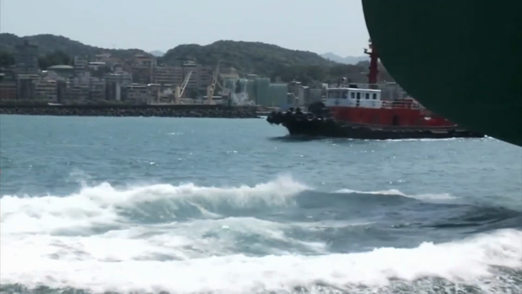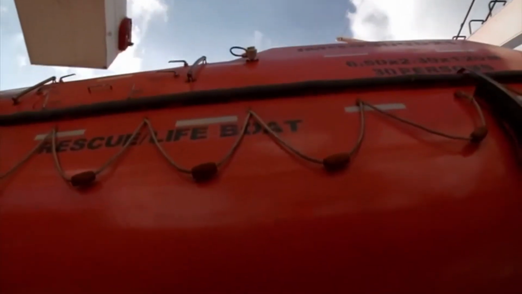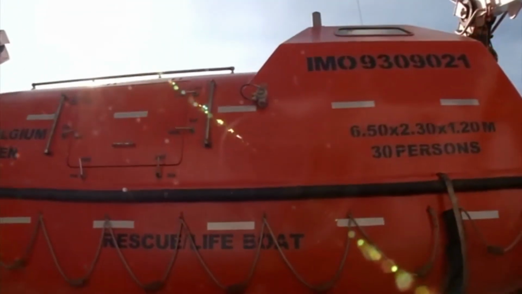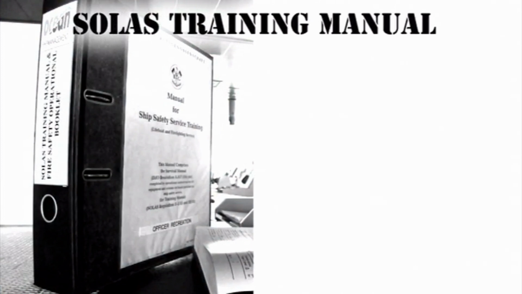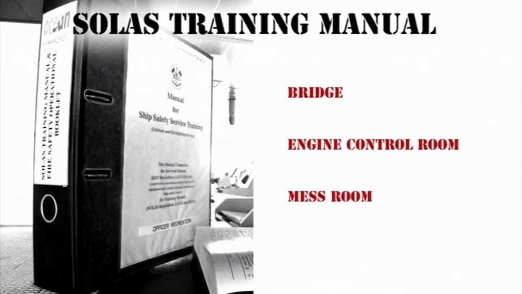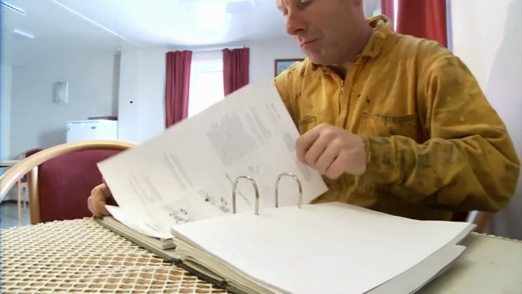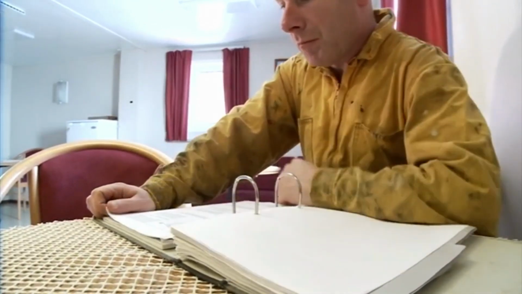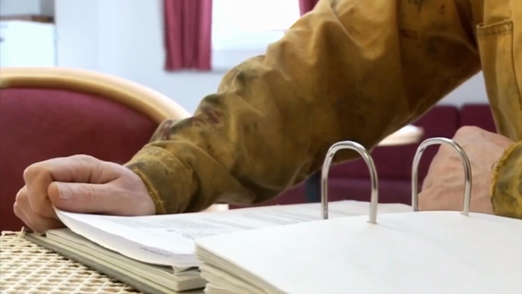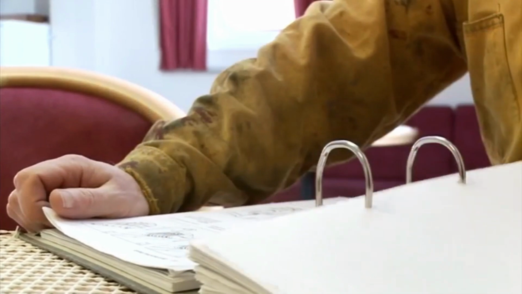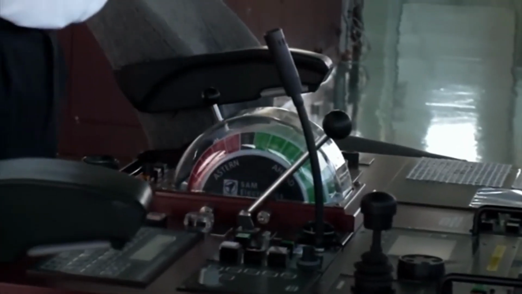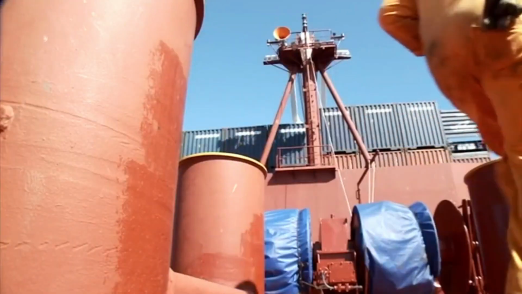Detailed information on the survival craft carried on board your ship can be found in the ship's SOLAS training manual. This can normally be found on the bridge and in the engine control room and in accommodation areas such as the mess and recreation room. The information is provided in the working language of the ship and is specific to your vessel. Take time to familiarize yourself thoroughly with your ship's survival systems. If you wait until there's an emergency, it could be too late.